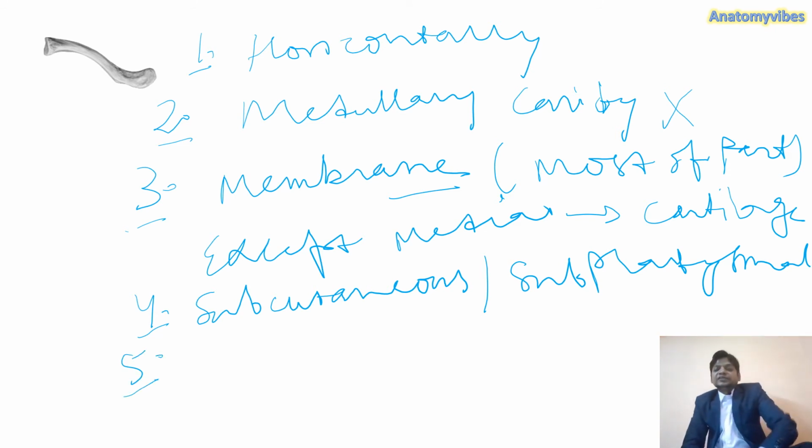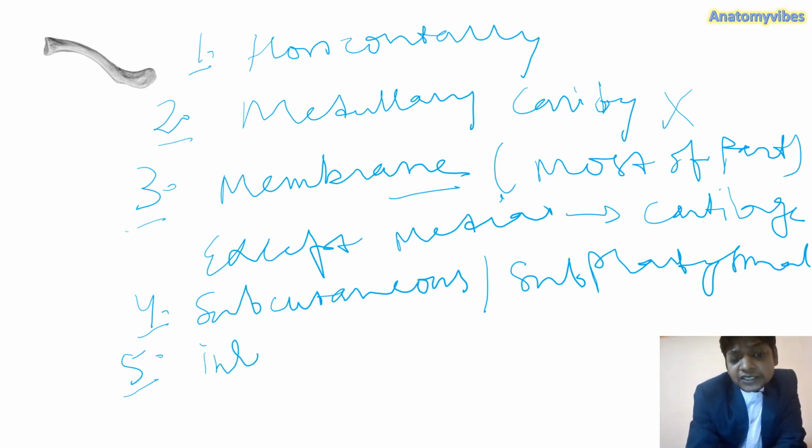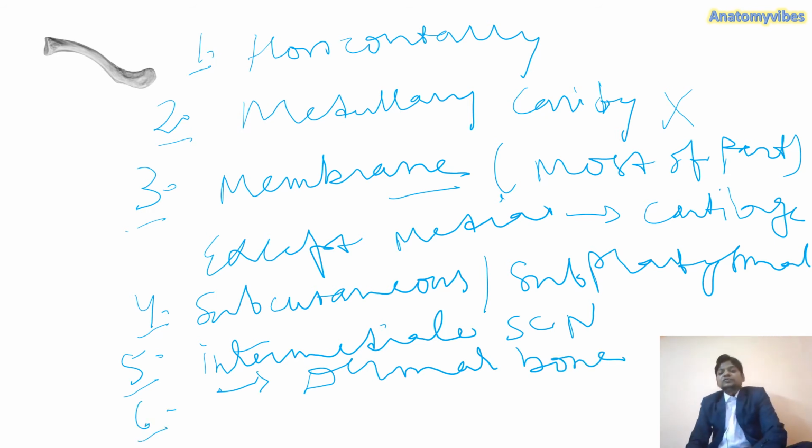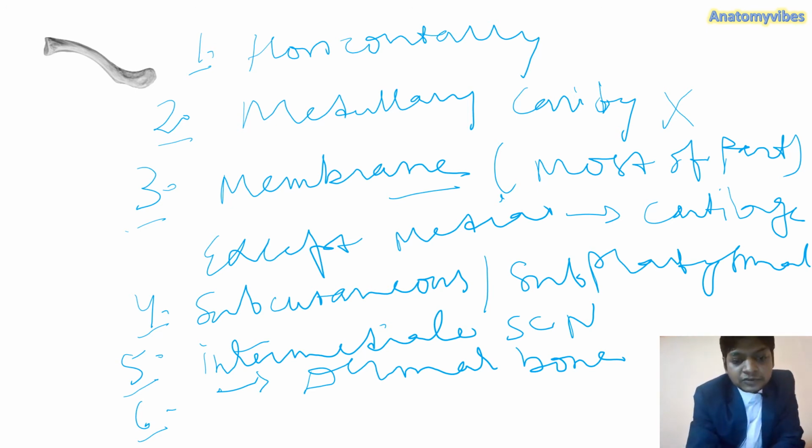One important thing is it is sometimes pierced by a cutaneous nerve, that is the intermediate supraclavicular nerve. So it is also known as a dermal bone. Now, the sixth feature is it is the first bone to start ossification.